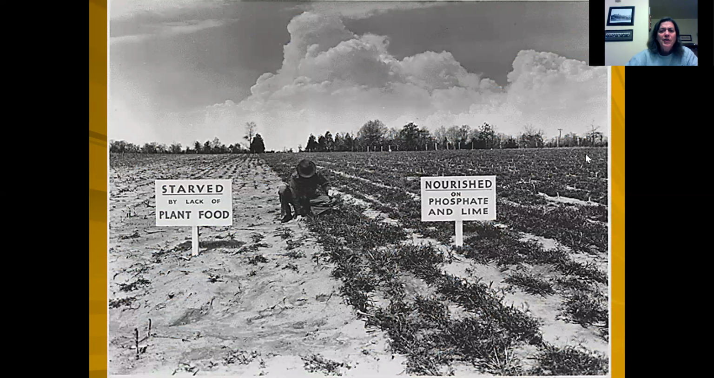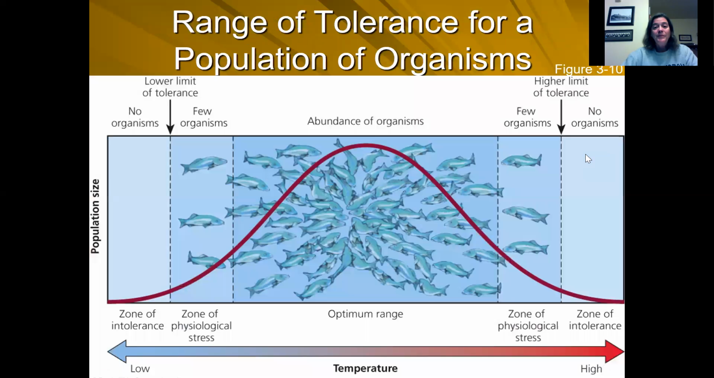But any abiotic factor can be a limiting factor. This just shows, if you add fertilizer to your crops, I don't know what the date of this picture is, but you can see with and without fertilizer what it can do for how well your plants grow. There's also an optimal range for temperature. There's a range of tolerance for all organisms, humans included. Fish and other marine organisms can be very sensitive to temperature changes too. Too cold, they can't survive. Too hot, they won't survive either. So again, there's this optimal range.